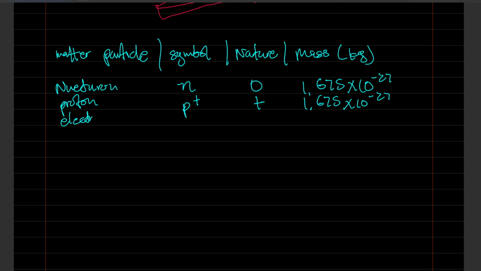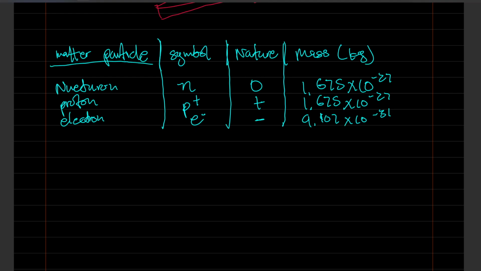Now our star player here, which is an electron, is represented by E to the negative, and it would be of negative nature, having less mass, which is 9.107 times 10 to the negative 31. Now, these are one of the most fundamental things you should know in this chapter. You should know this at least by heart.